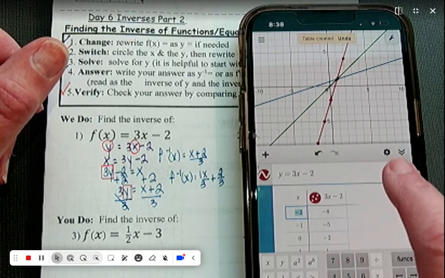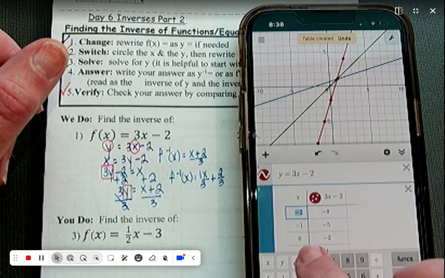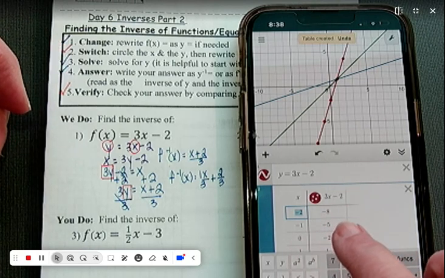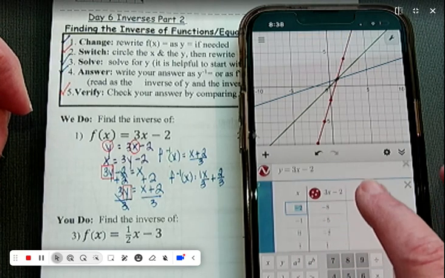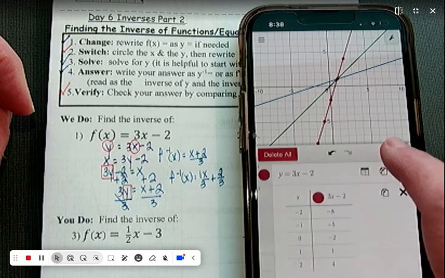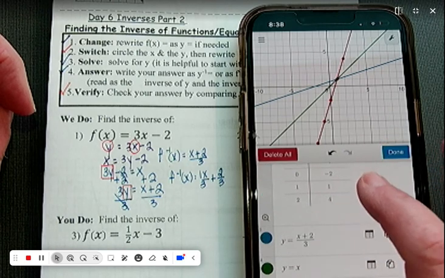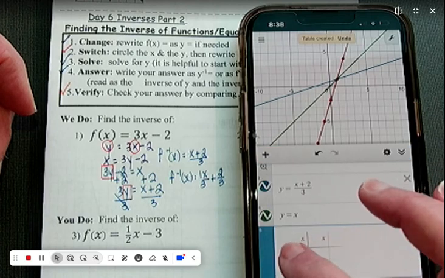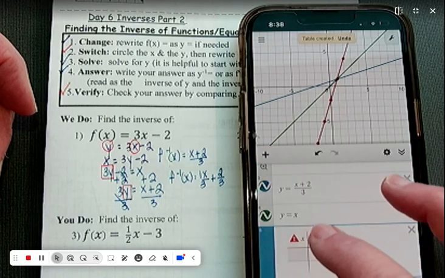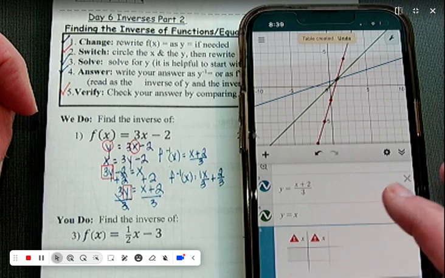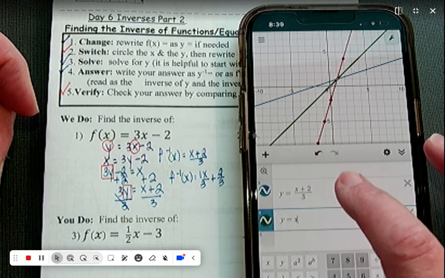Also, one thing I can do is check my tables. So if I pull up a table, if I'm looking at points like -1, -5 and 0, -2, I can go down to my inverse and look at those same points. So, let's go back to this one.